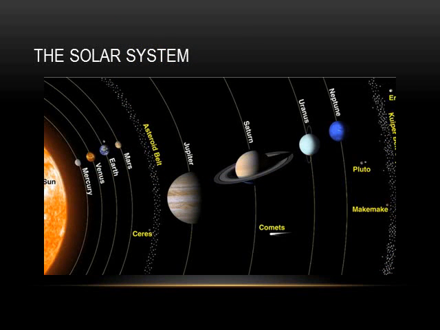Here we have our solar system. You can see all the planets which make up our solar system. The Sun is at the far left, and the third planet from the Sun is Earth, and Earth is orbited by the Moon.